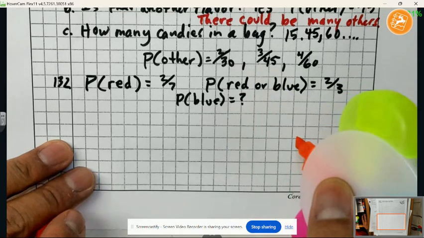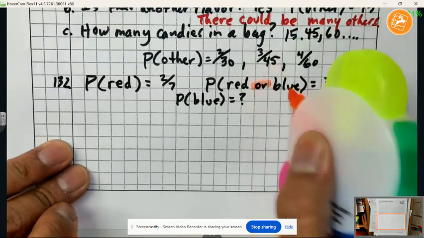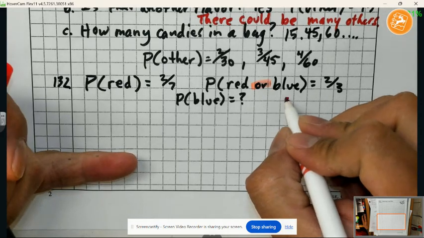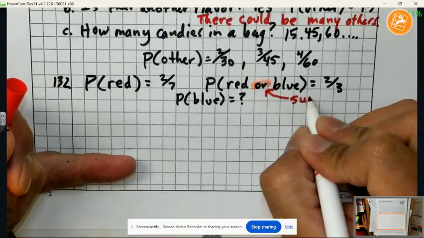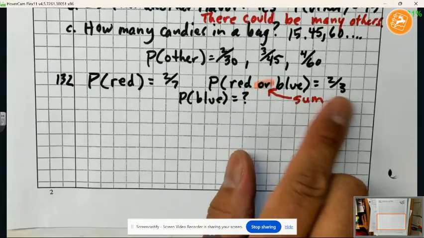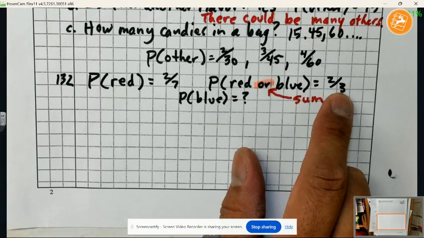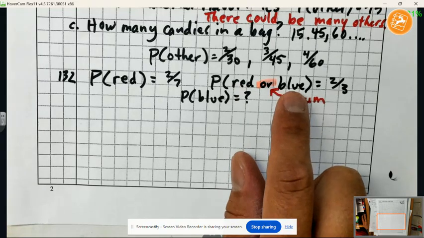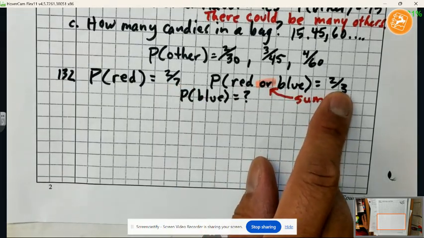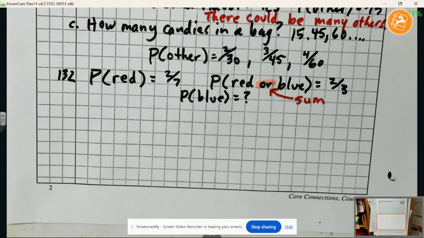All right, so what you should have noticed is we have a probability that's got that magic word or, right? And once you see that magic word or, that means you have a sum of 2 different probabilities, right? So this 2/3 is the sum of the probability of red plus probability of blue. So that means this number is added to something else in order to get 2/3. So how would we set it up in order to solve this problem?